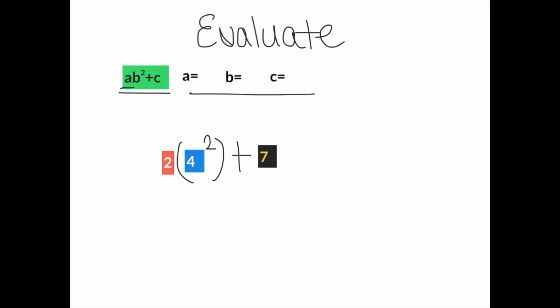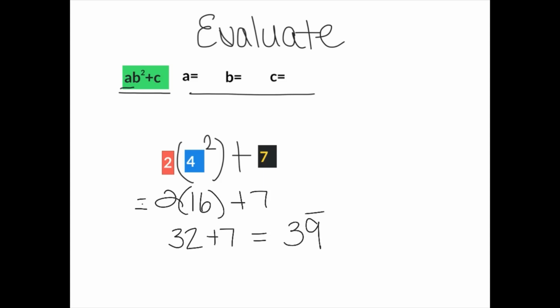Now we're just going to work it out using order of operations. We do our parentheses first, and inside is an exponent. 4 squared is 16, plus 7. Then multiplication: 2 times 16 is 32, and plus 7. So 32 plus 7 is 39. So our solution, our answer, the simplified expression, is 39.